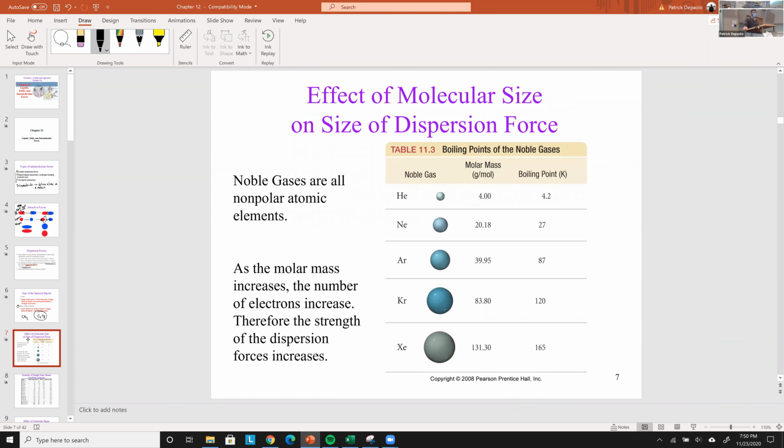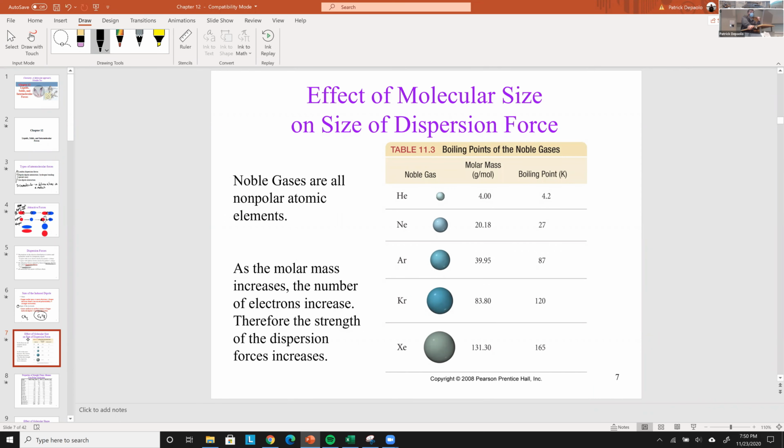So, effect of molecular size on size of dispersion. Helium, yeah, so the boiling point, and the reason why we use boiling point as a metric, is that the boiling point is directly proportionate to the intermolecular force amount of an element, or of a molecule in general.